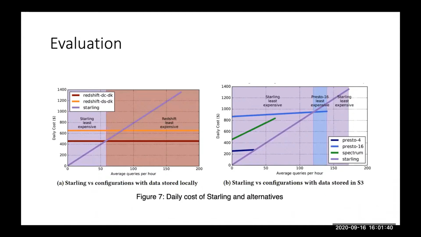And this is the claim they make for Starling, that they are really good for queries that come very rarely. For example, if the frequency of the query is between 30 to 60 minutes, then Starling really pays off, is what their claim is.